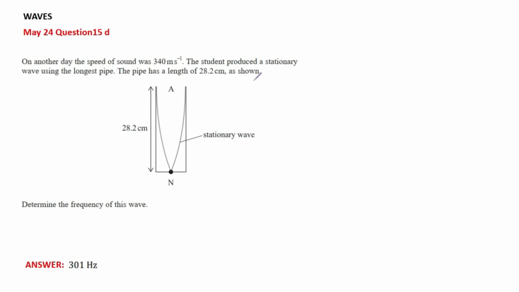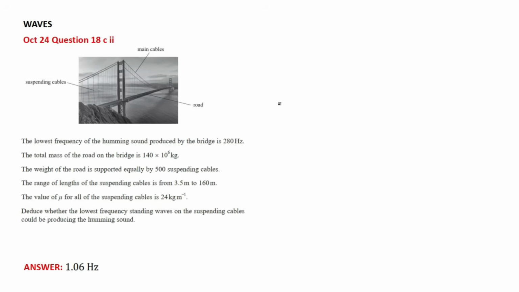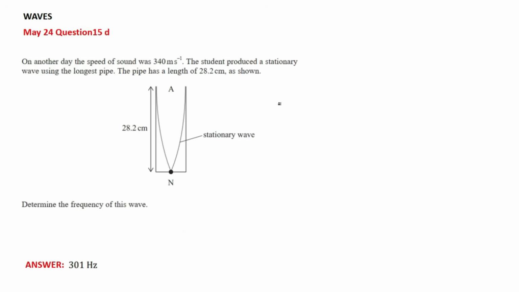So the next question is from May 24, question 15. Let me show you something. This is also associated with standing wave or stationary wave. In this question, we saw standing wave in strings, and this question will be looking at standing waves in pipes or tubes. On another day, the speed of the sound was 340 meter per second. The student produced a stationary wave using the longest pipe. The pipe has a length of 28.2 centimeter as shown. Determine the frequency of this wave.